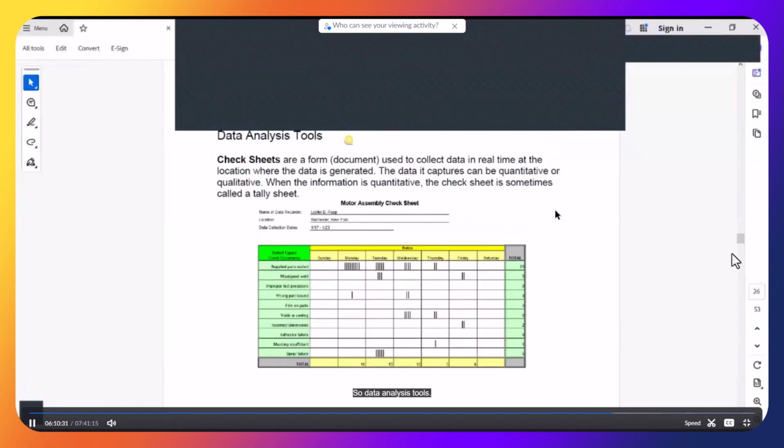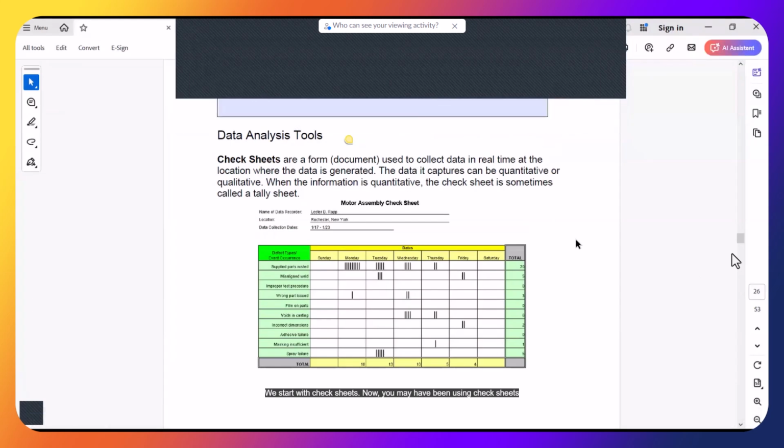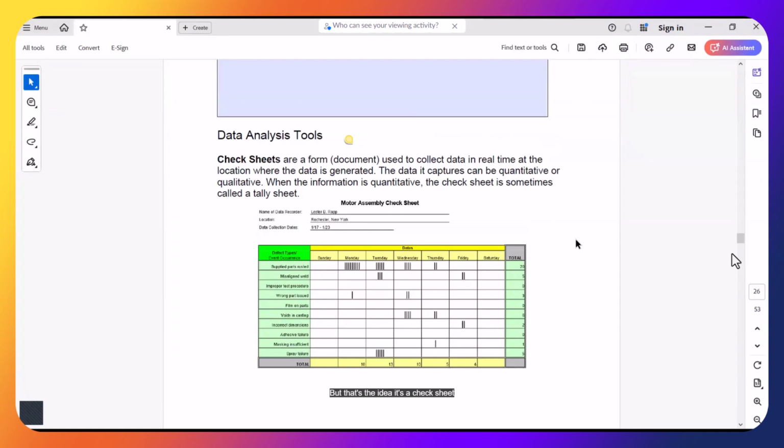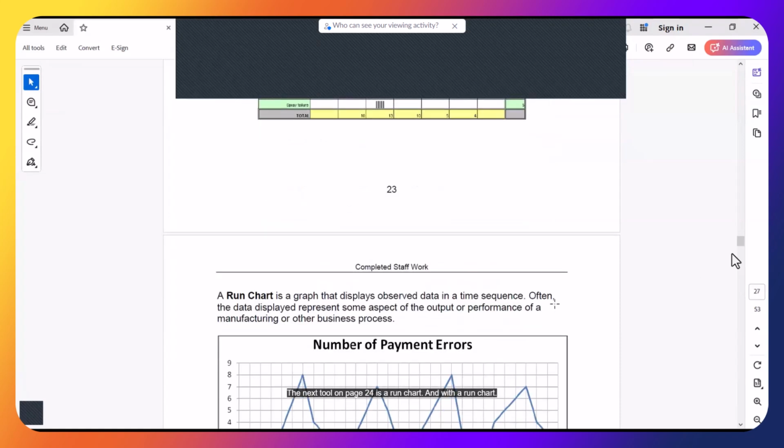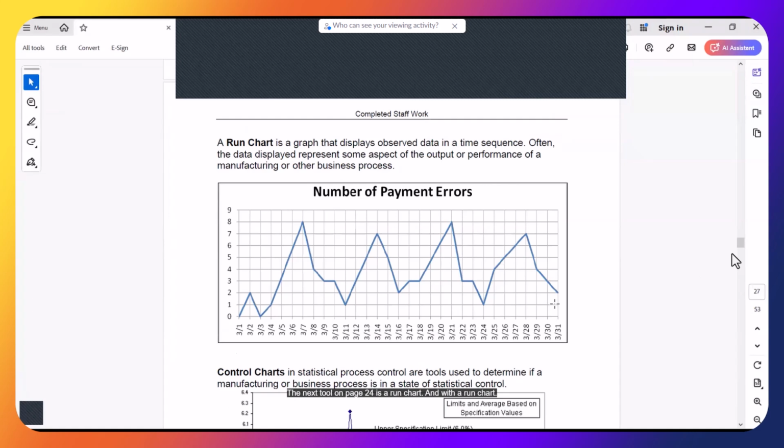So data analysis tools. We start with check sheets. Now you may have been using check sheets for the 60-second challenge. That's how it looks there. Or you may be using the 1, 2, 3, 4 slash to get a total of 5. But that's the idea. It's a check sheet. Very straightforward. The next tool on page 24 is a run chart.